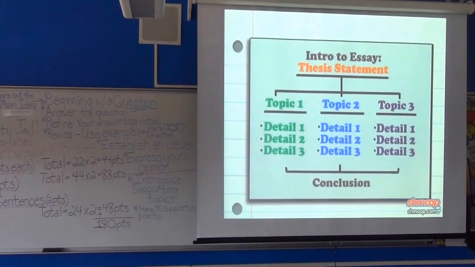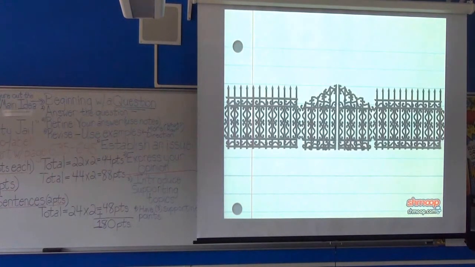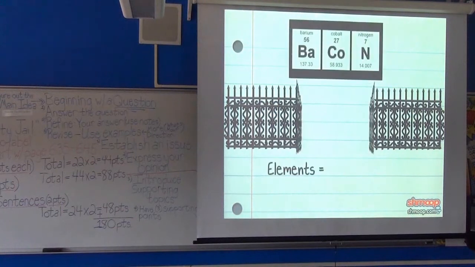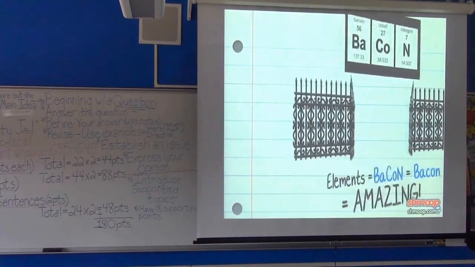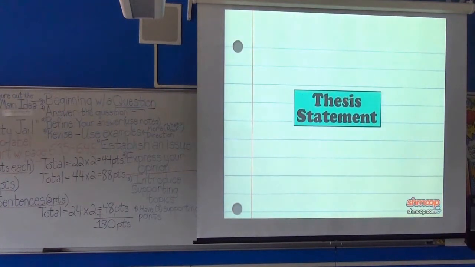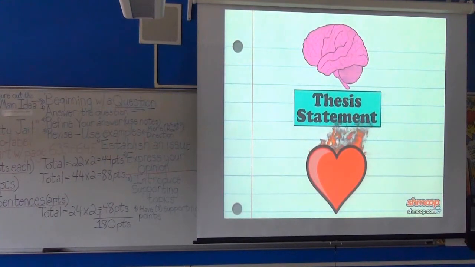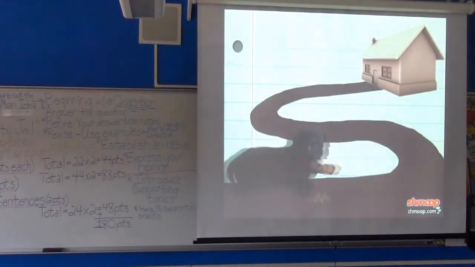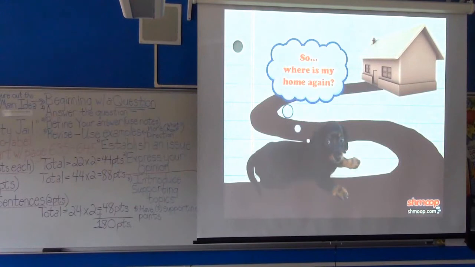A thesis statement is that thing at the very beginning of your paper that tells your reader what this whole thing is going to be about. Right out of the gate, it tells your reader roughly what elements you will develop in the coming paragraphs and exactly how you feel about it. The thesis is the most important part of your essay. It's the heart, soul, and brain of your paper. Once you've got that puppy figured out, you're at least halfway home.